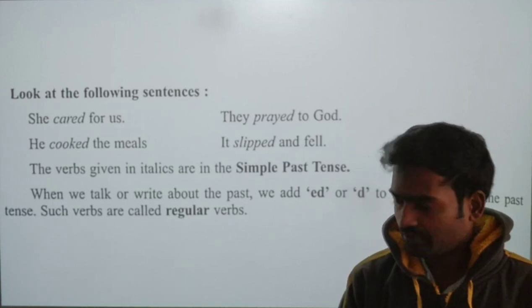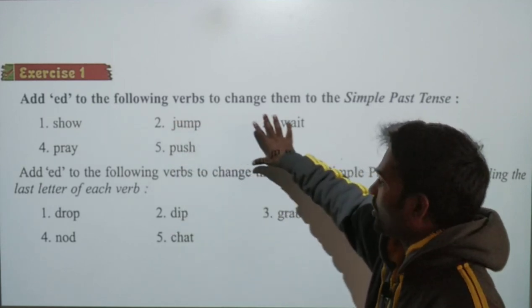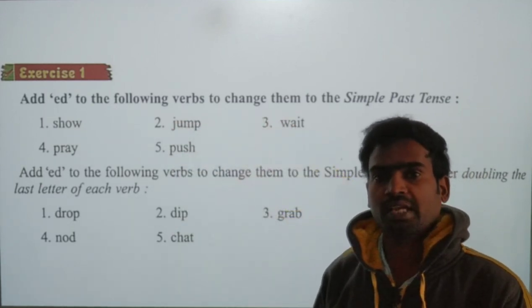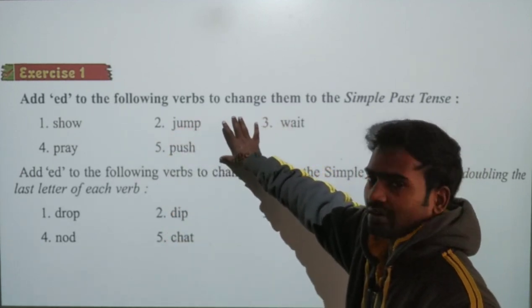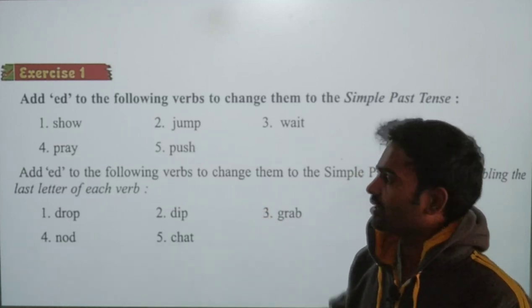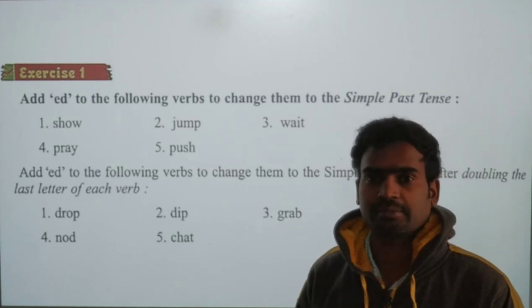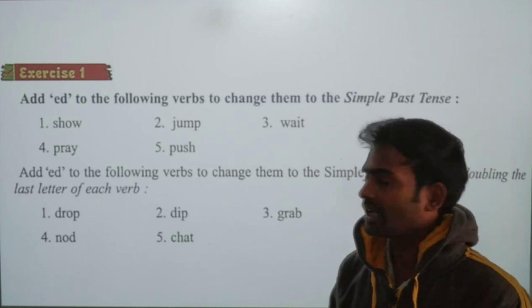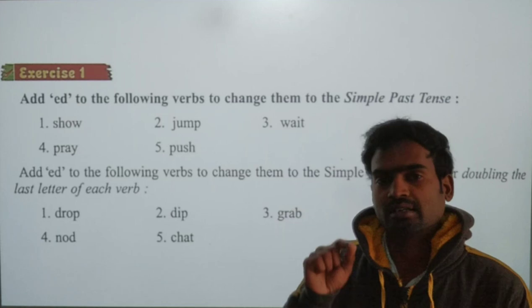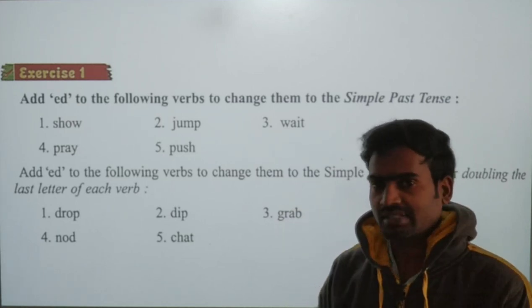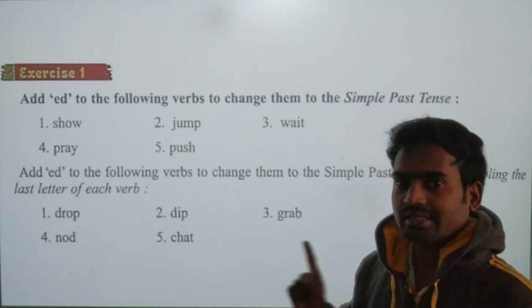Okay. Here we are going to have some exercises. All these verbs are given here in base form. We have 5 verbs here, and here also we have 5 verbs. All these 10 verbs, we are going to make into the simple past tense, past form of verbs, right? To make a verb in simple past, what are we supposed to do? We have to add ed or d. I will tell you where to add ed or where we have to add only d. Please listen carefully.